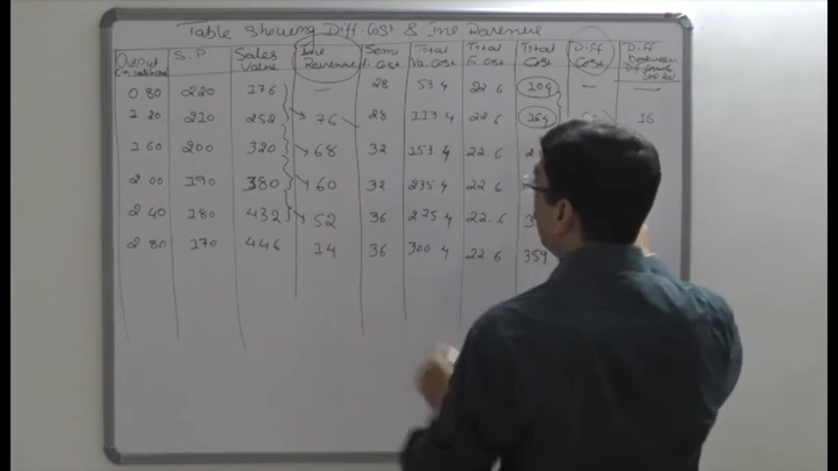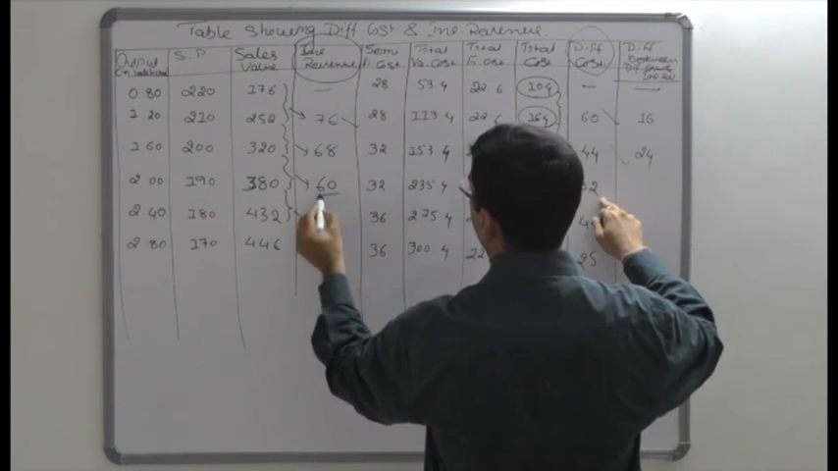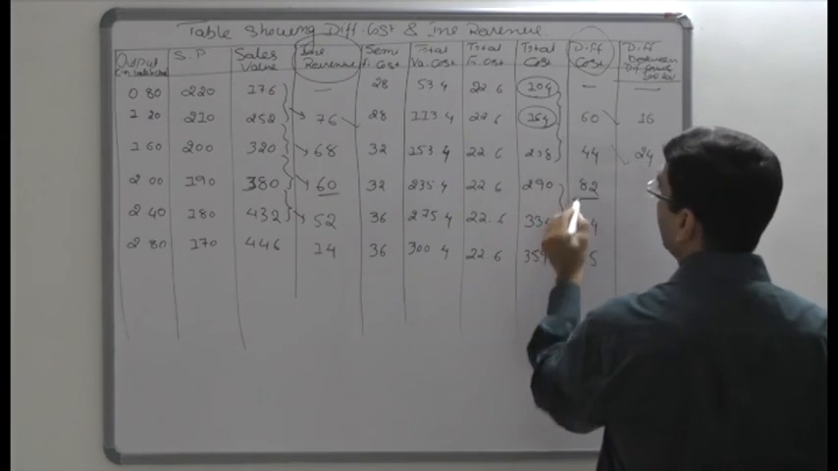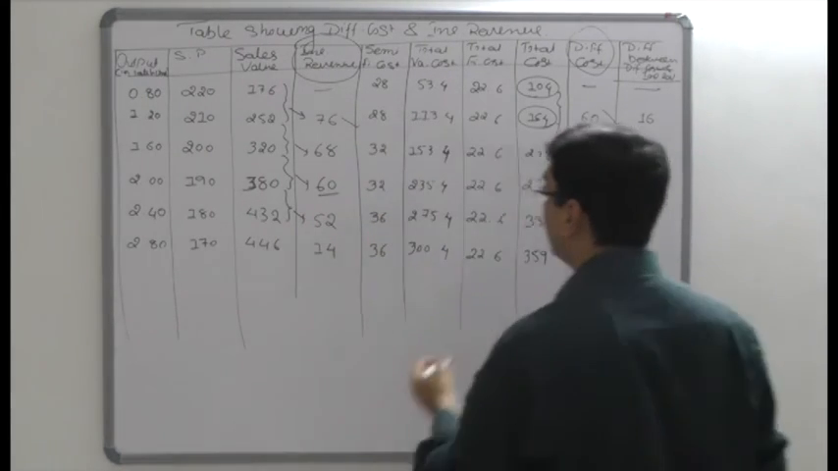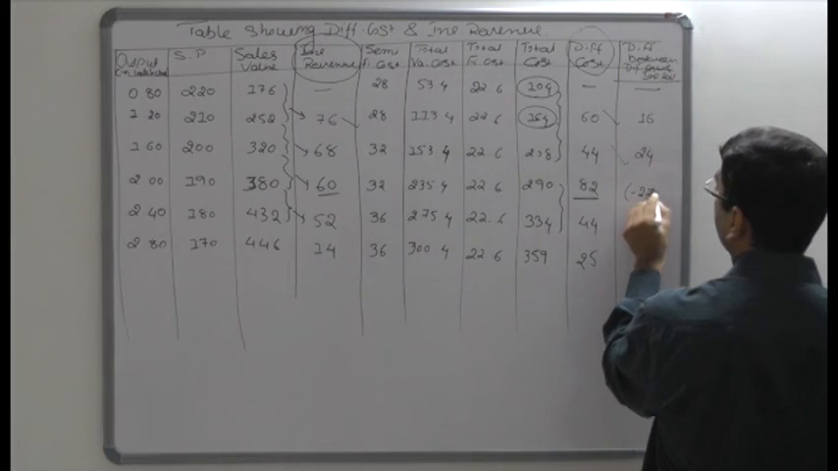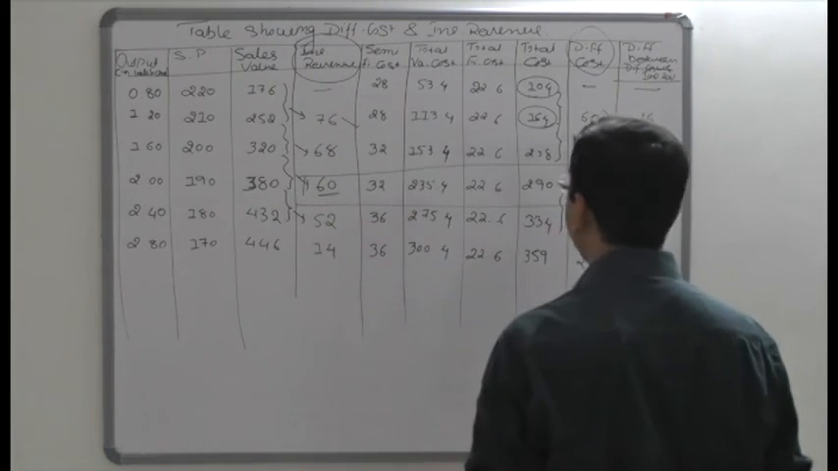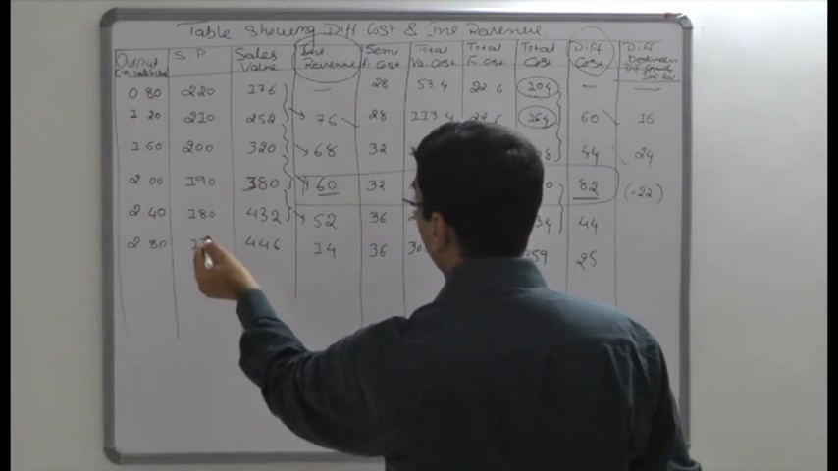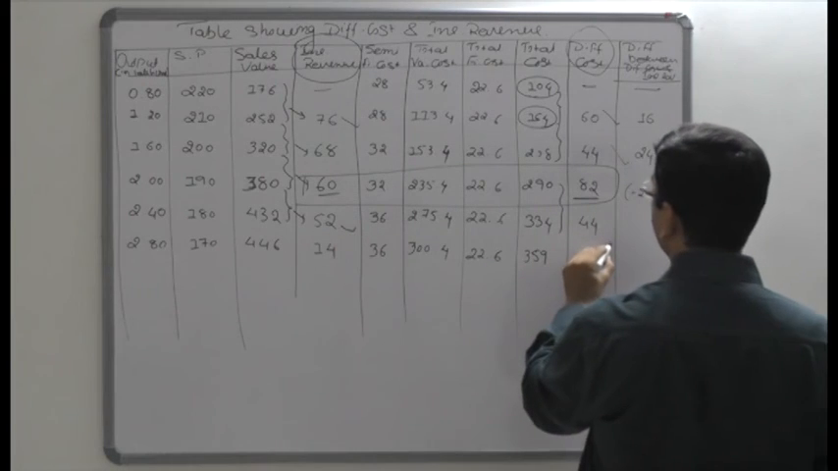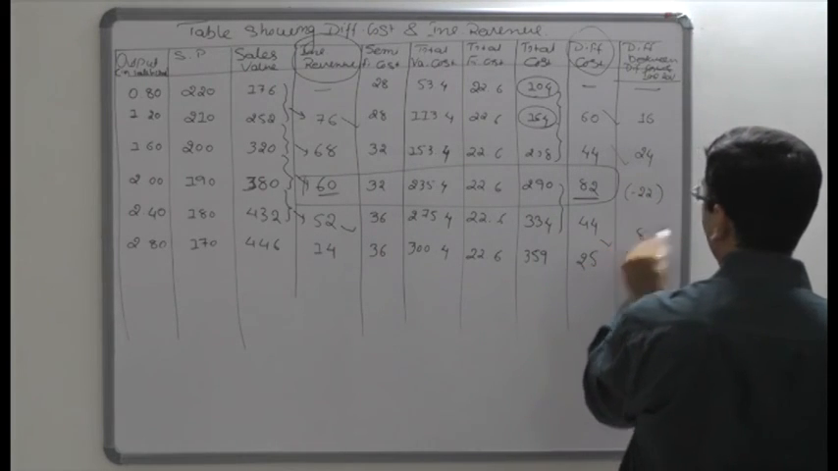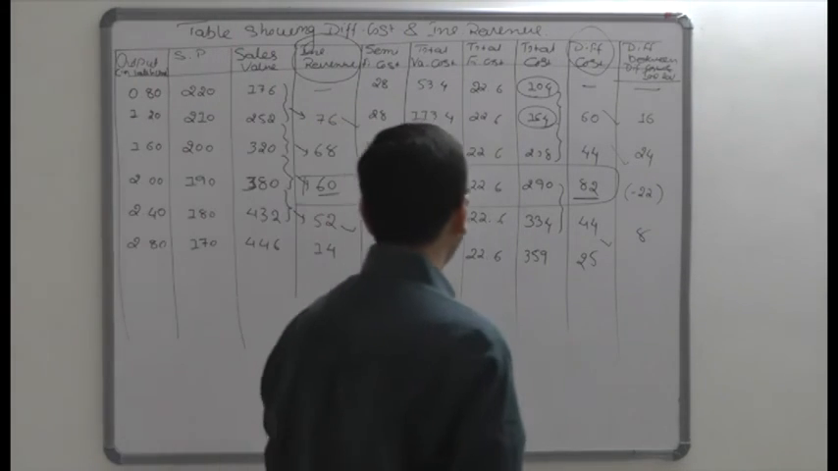Then next is 82. In the case of 2 output, the incremental revenue was 60, but the differential cost is 82. That means the cost is increasing more than the incremental revenue, and that's why they would suffer a loss, that is minus 22. The next is the 2.40 level. At that level, incremental revenue was 52 and the differential cost is 44. So the difference between these two is 8. And the last is 14 and 25.